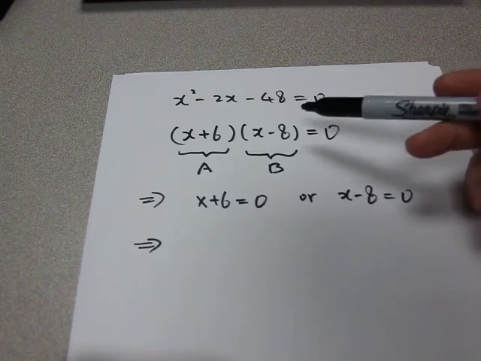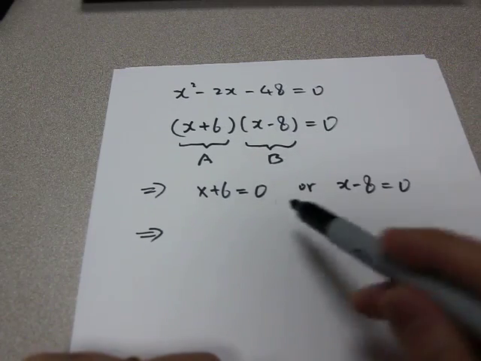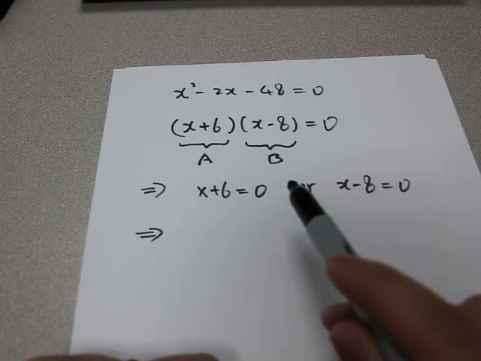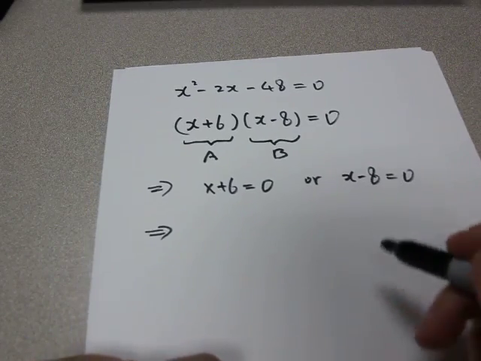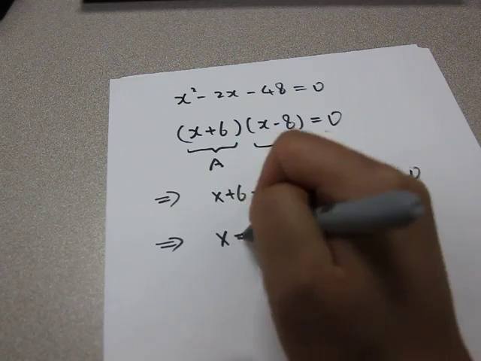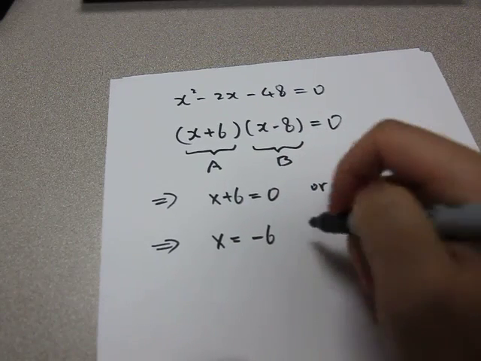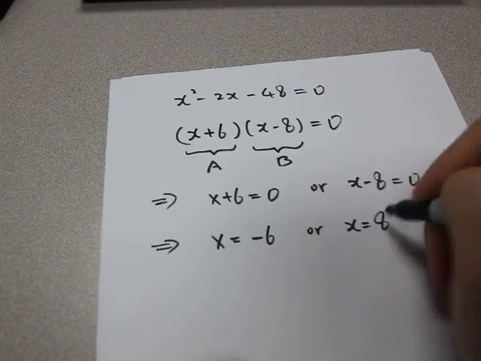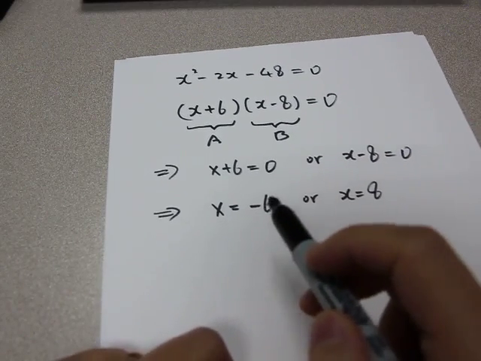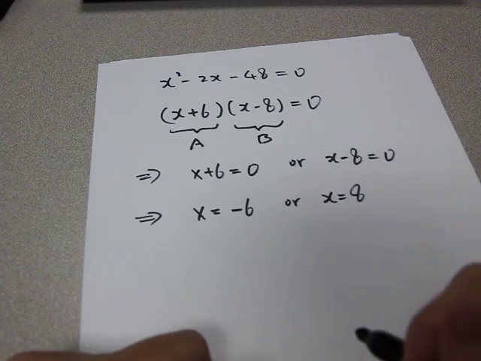So instead of solving this equation, I can find the solution by solving these two linear equations. So I have x equals negative 6 or x equals 8. So the solutions are negative 6 and positive 8.